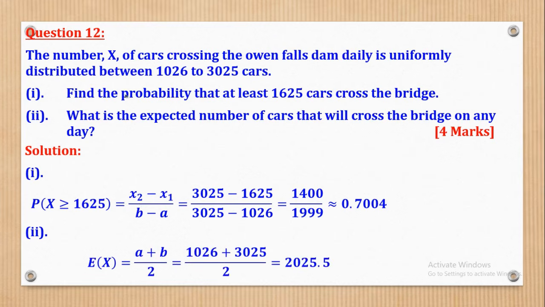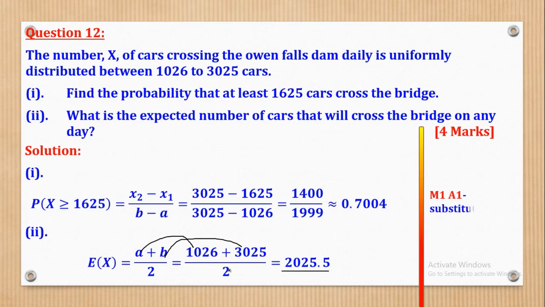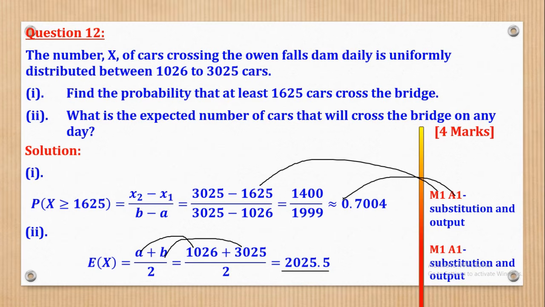Then for Roman 2, they wanted the expected number, which is E(X), and it's equal to a plus b over 2. So a is that, b is that, divided by 2 to come up with 2025.5. So M1 will be for substitution and A1 for output, M1 for substitution, A1 for output.